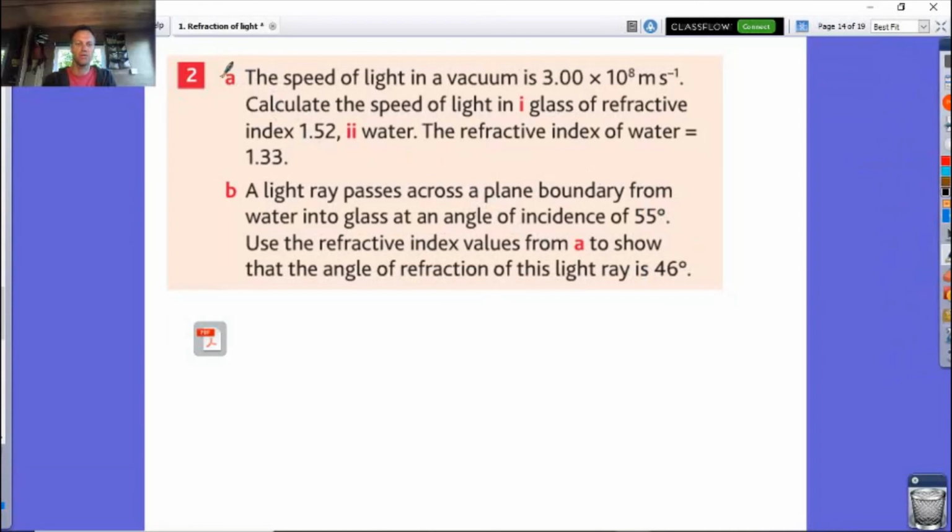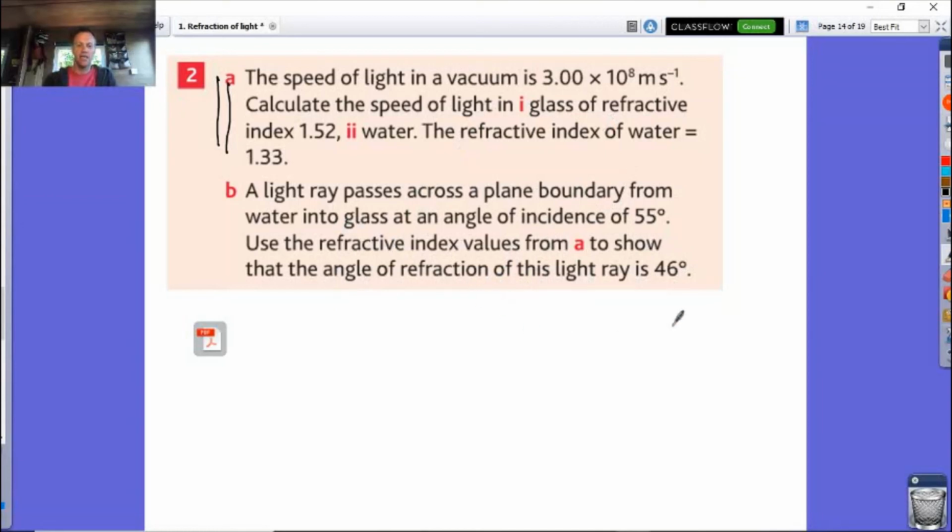Now, I'm not going to bother with this part here. These you'll find in summary questions, and they're on the next page or so, on page 192. And this bit we've done already is about working out the speeds going through.